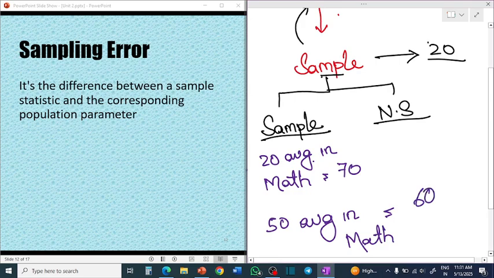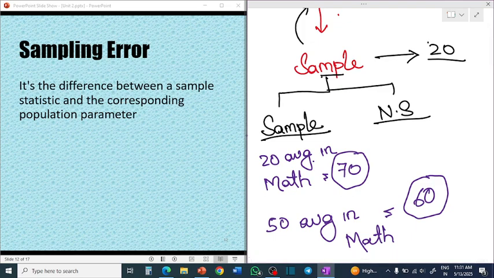So this is known as sampling error: the difference between the real mean and our sample mean is known as sampling error. What is the sampling error over here? 70 minus 60, we have a sampling error of 10. As you can understand, when our sample does not represent the population properly, it is known as sampling error. So what are the processes by which we can reduce the sampling error?